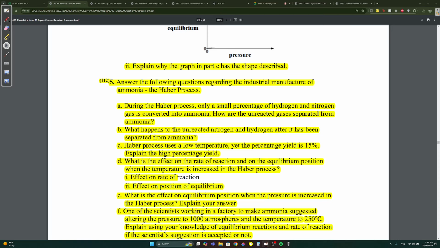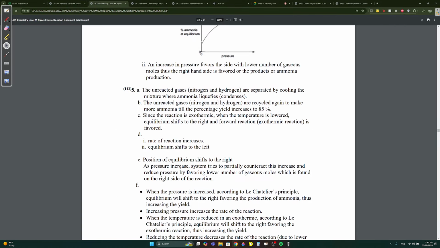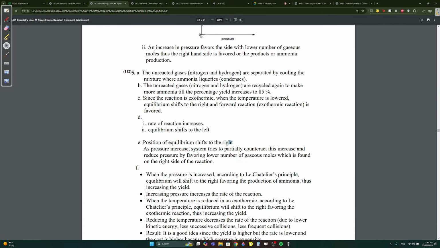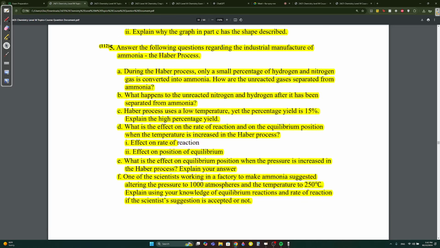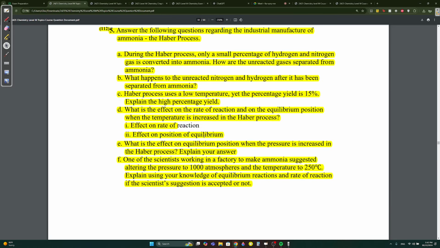What's the effect on the rate of reaction and the equilibrium position when the temperature is increased in the Haber process? Effect on the rate of the reaction. Of course, if you increase the temperature, then the rate of reaction increases. But if you increase the temperature, it's going to favor the endothermic side, and then the equilibrium will shift to the left. That's why you can only increase the temperature to a certain extent.